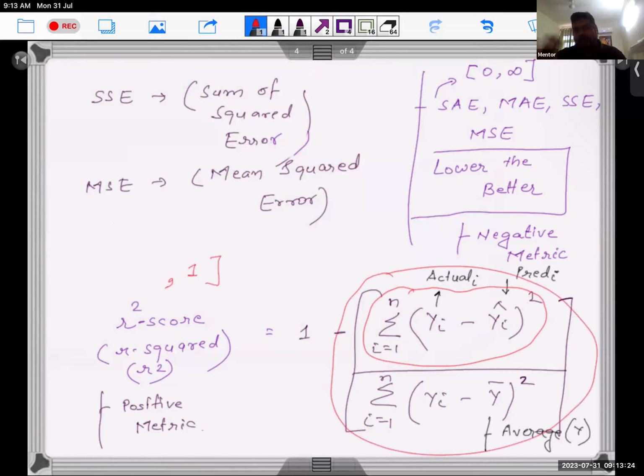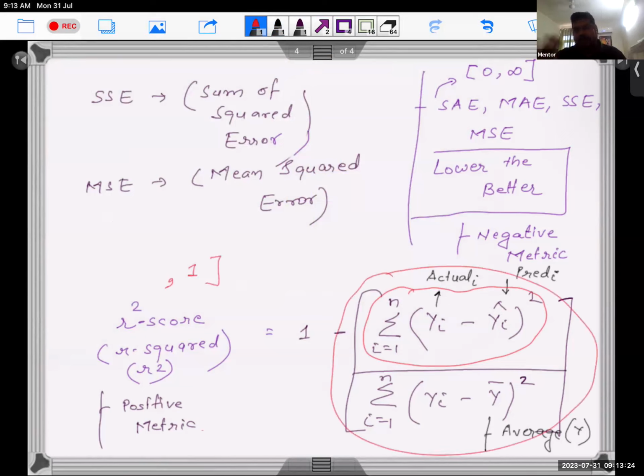You are subtracting it from 1, so it can go negative also. 1 minus that can go highly negative, depending on what this fraction is. So the highest value that is possible is 1, and that happens when the numerator is 0. Does that make sense? So for the ideal model, the best value that you can get is 1.